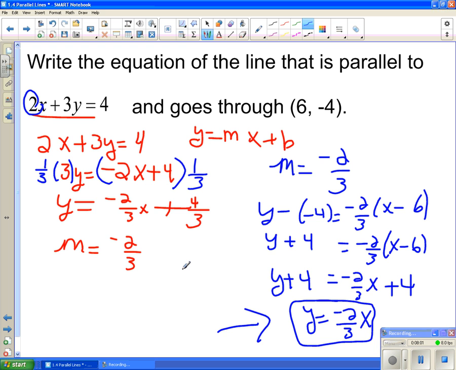So we've gone over a couple of examples of how to write lines that are parallel. Go back over it, study it, and I will see you in class.